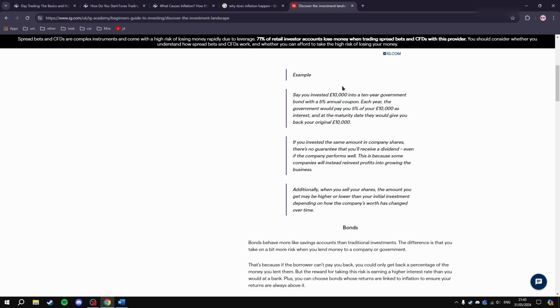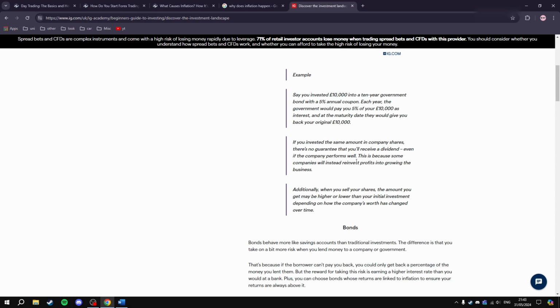Example, say you invested £10,000 into a 10-year government bond with a 5% annual coupon. I'm guessing that 5% annual coupon means a 5% annual return. Each year the government will pay you 5% of your £10,000 as interest, and at the maturity date they will give you back your original £10,000.